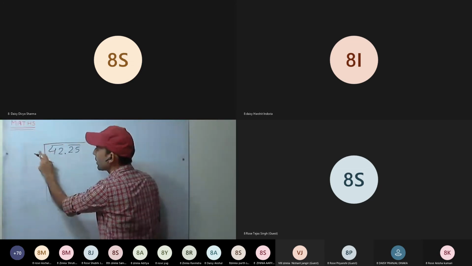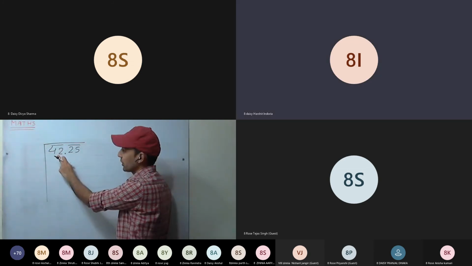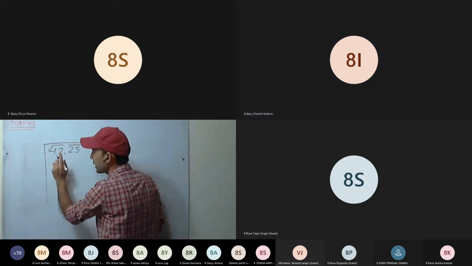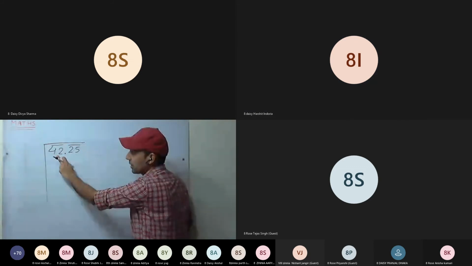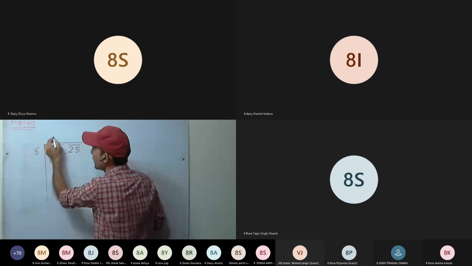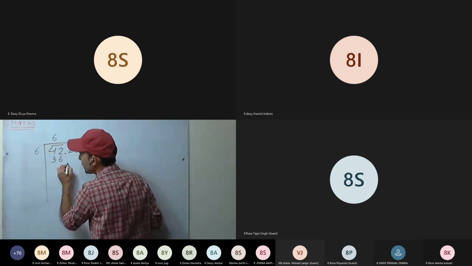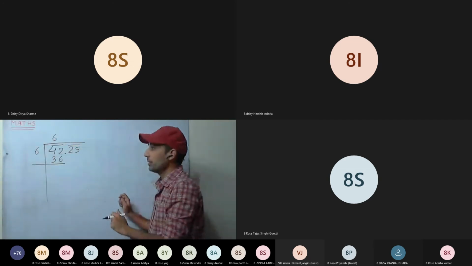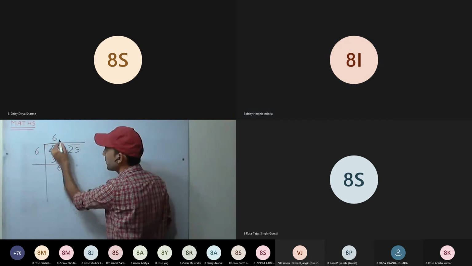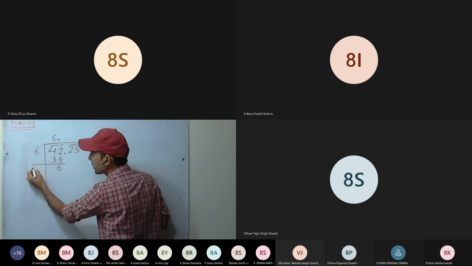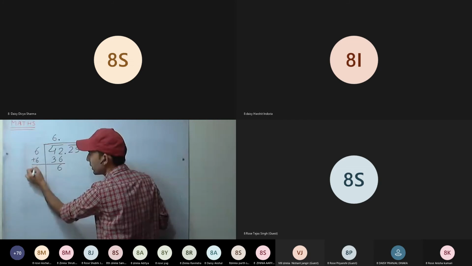Now, what will be the highest number whose square is just less than or equal to 42? 6. 6 is 36. 7 7 is 49. We can't take that, so we go with 6. 6 6 will be how much? 36. Now, what will be the remainder? 6. Now put the decimal here. Double it: 1, 2. We have to add plus 6, 2.